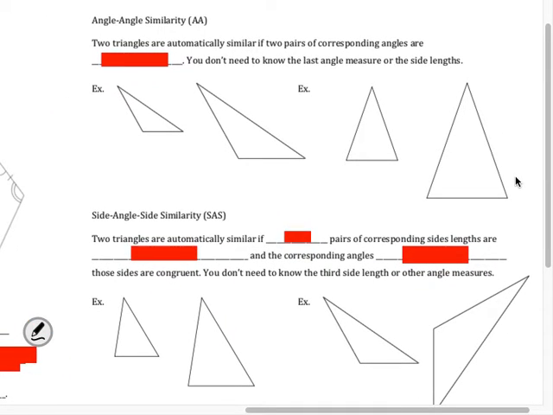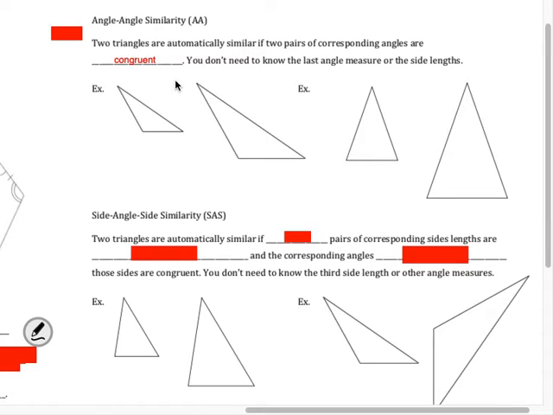Next shortcut, I should say, is angle, angle. Remember, we don't have to have all 3 angles. We established because of the third angle theorem, we only have to have 2. So 2 triangles are automatically similar if 2 pairs of angles are congruent. You do not have to know the last angle measure or any of the side lengths.